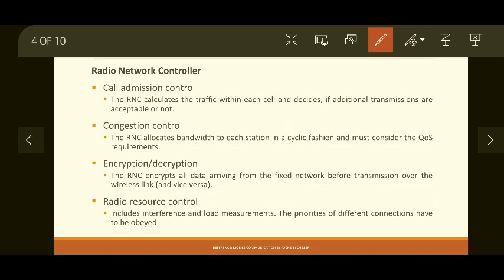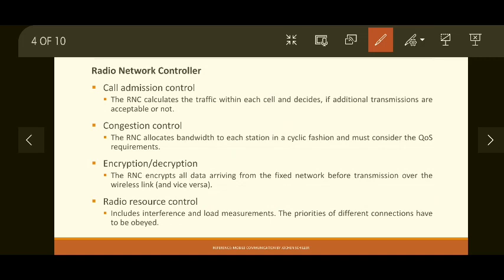Then the next task is radio resource control. This includes interference and load measurements. To allocate different channels to different users, the interference levels and the load on that particular channel have to be considered. That part is done by the RNC.